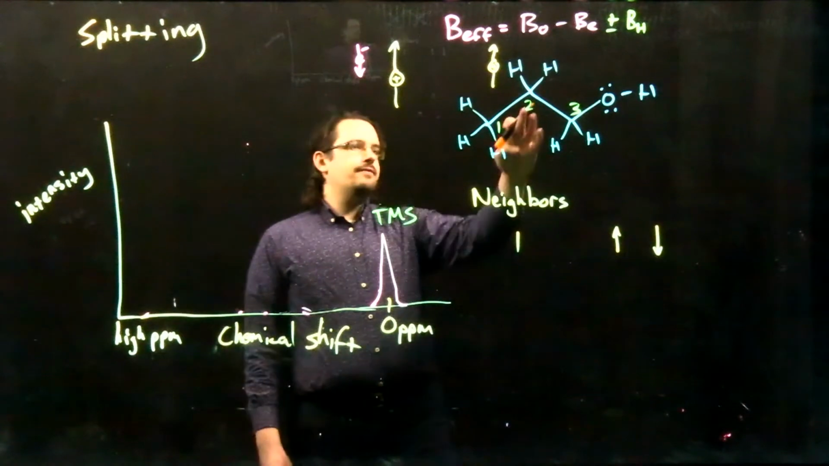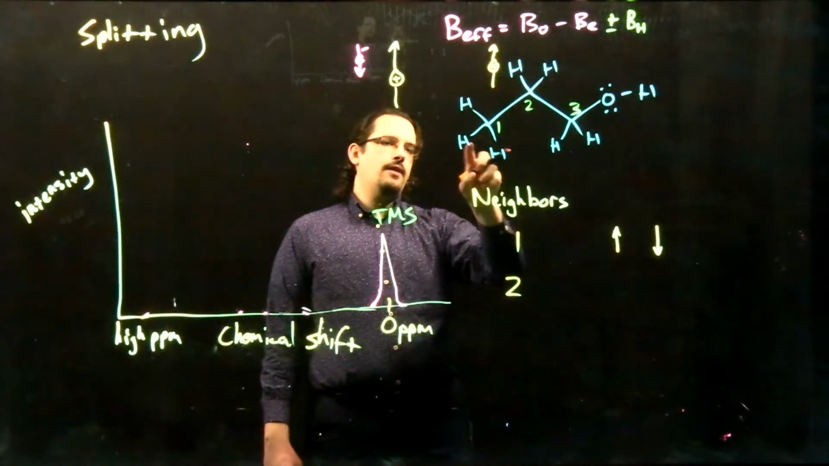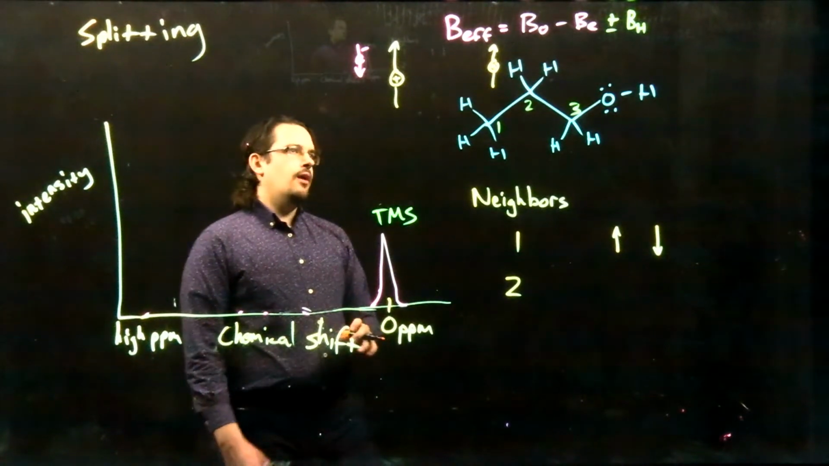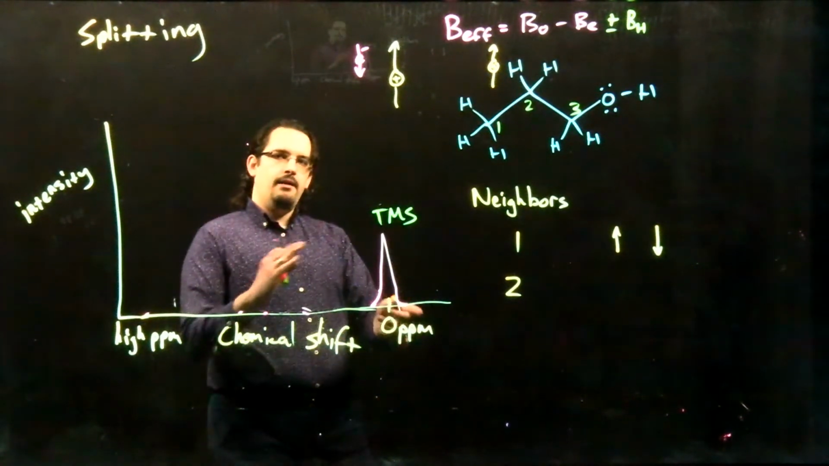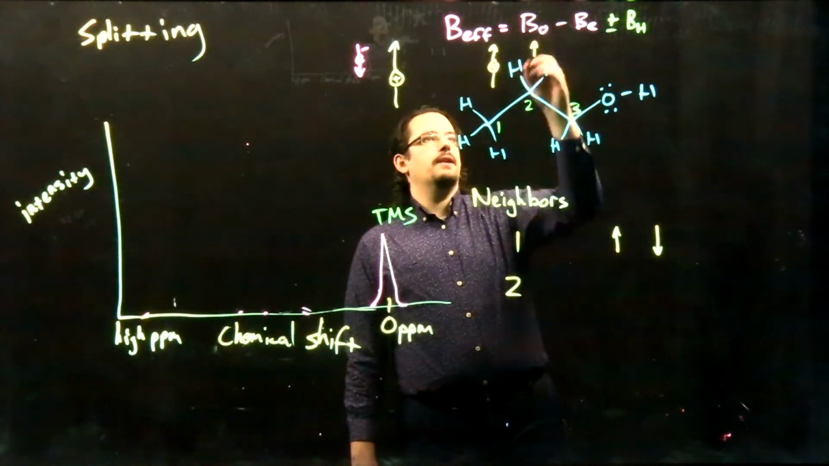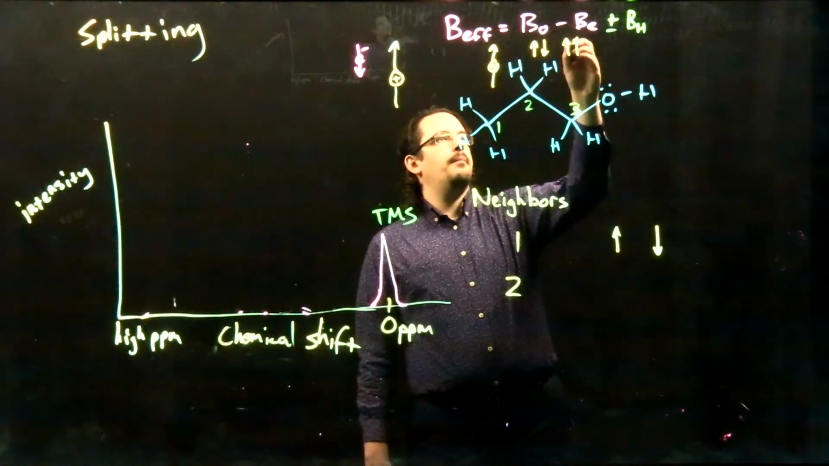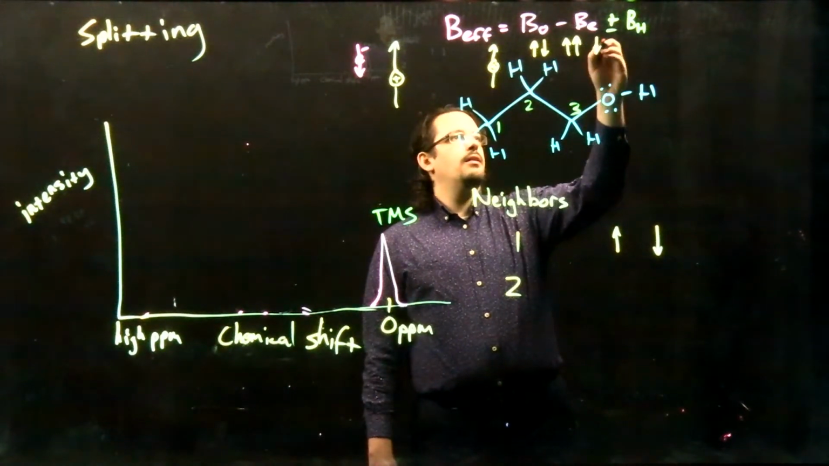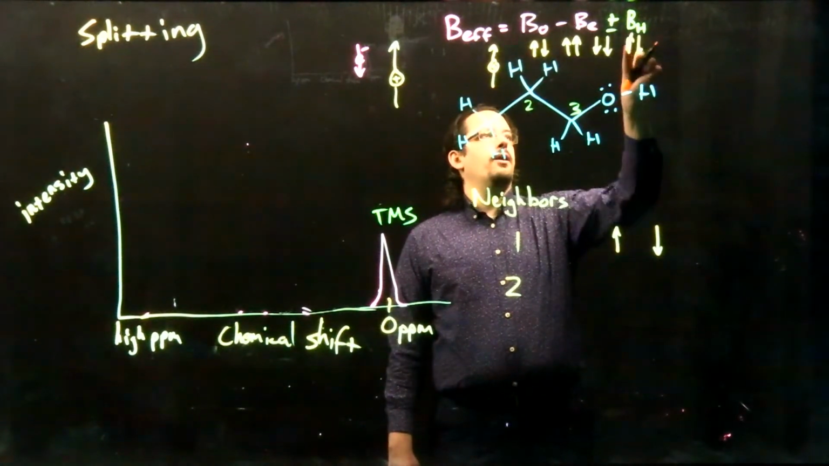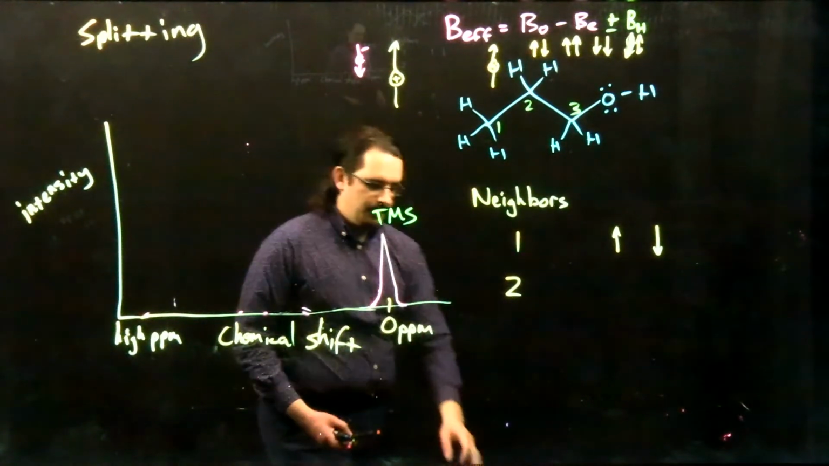Now, let's say we have two neighbors. So we go up to two neighbors here. All of our hydrogens here, group 1, have two neighbors right here. Now, each of these can either be up or down, so now we have multiple possibilities. This one could be up and that one could be down. This one could be up and that one could be up. Or they could be both down, or they could be the other one down and up. 4 different possibilities.